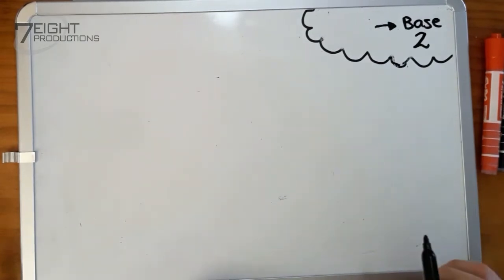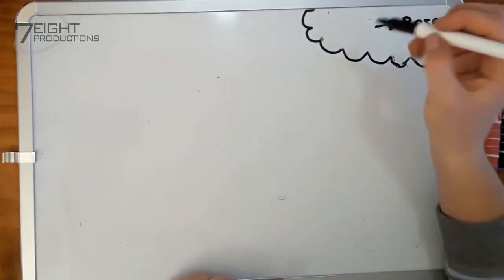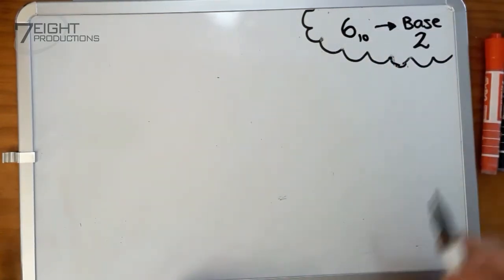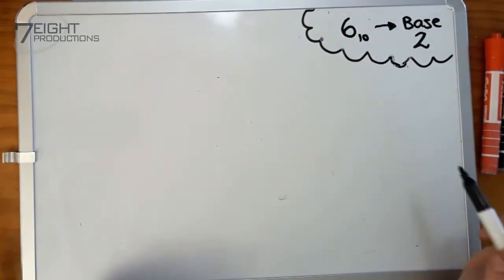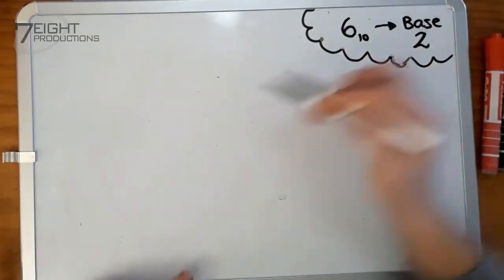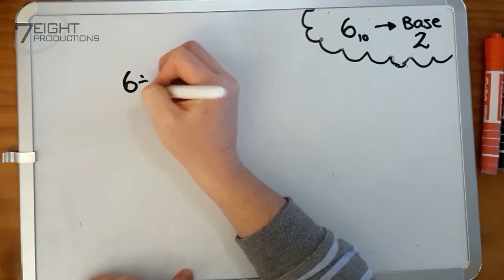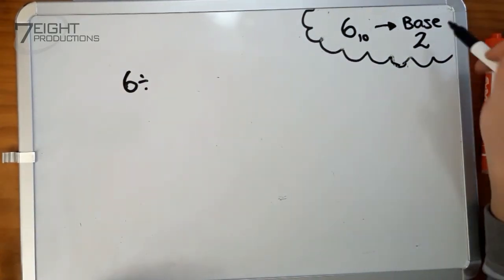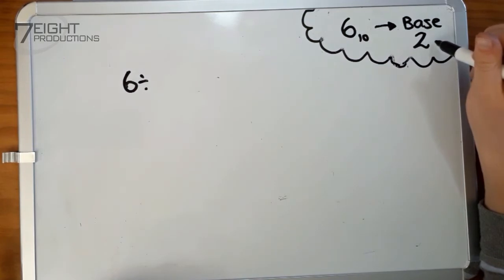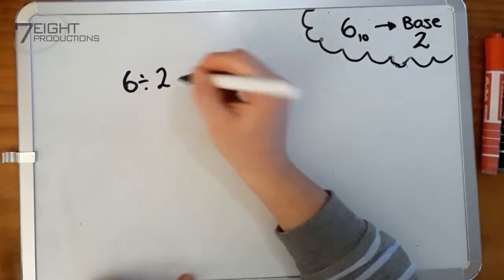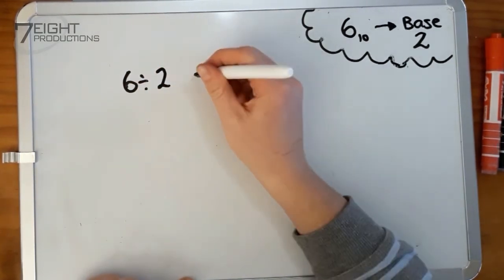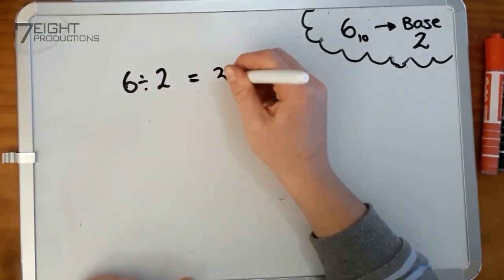We're going to start with the number 6 in base 10. All right, this is from the last video. 6 base 10 into a base 2 system. Now, we take the 6 and we're going to divide it by what? The system that we are trying to turn it into. We want the number to be a base 2 system, so we're going to divide by 2. Okay, 6 divided by 2 is equal to 3.